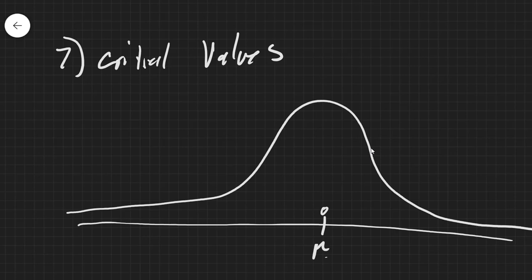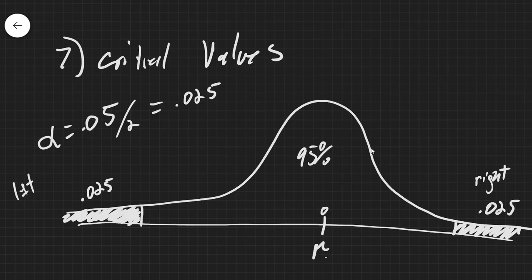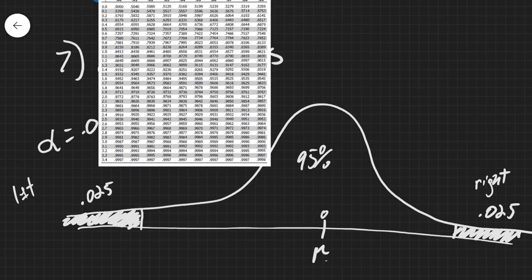We're going to go to alpha equals 0.05, but because this is two-tail, I'm going to have space here and here, so I really need to divide this by 2. That equals 0.025. I have 0.025 of the area under the curve in the left tail, and 0.025 in the right tail. That leaves me with 95% in the middle, and that's where we get our confidence interval.